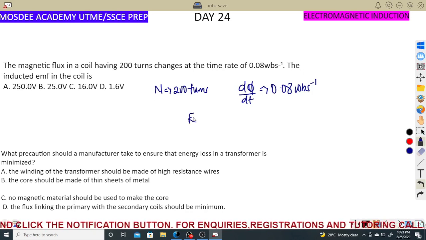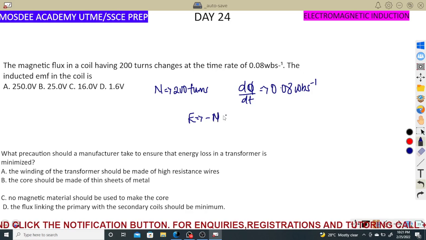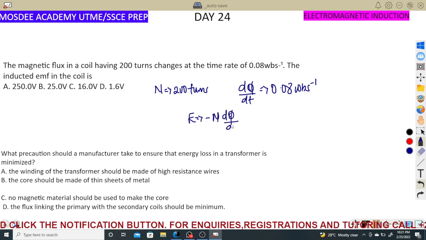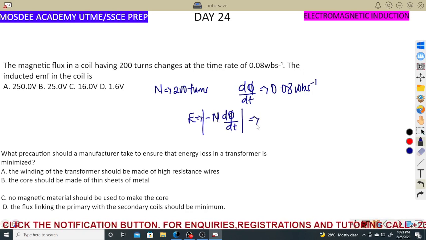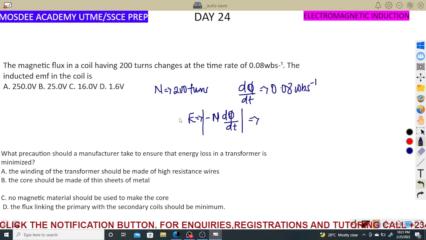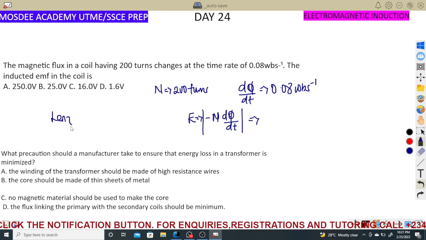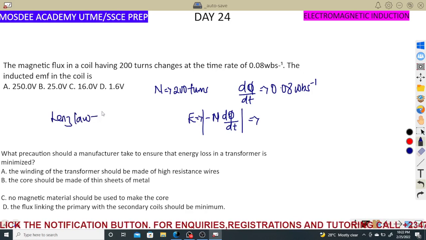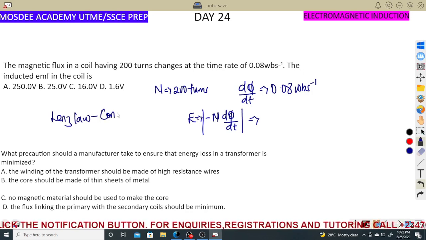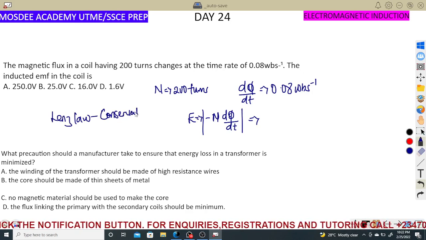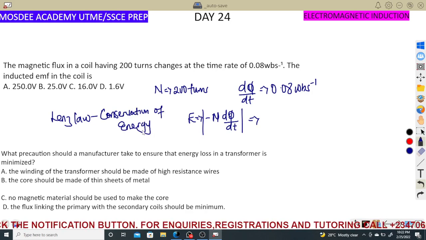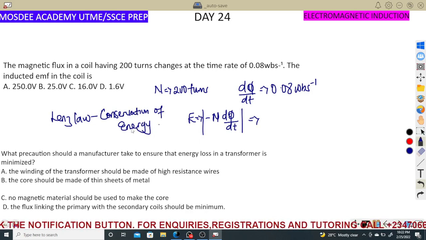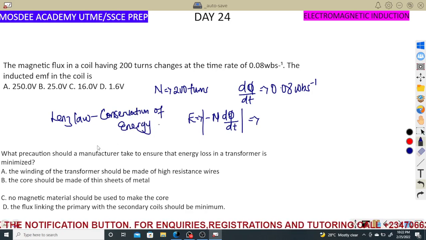We say induced EMF equals negative N dΦ/dt, according to Faraday's law. It can be in modulus. I told you something about direction: the direction of induced current is always opposite, according to Lenz's law. Lenz's law is based on conservation of energy. Some questions can ask you about that. It works on the principle of conservation of energy, just like your Bernoulli principle as well.